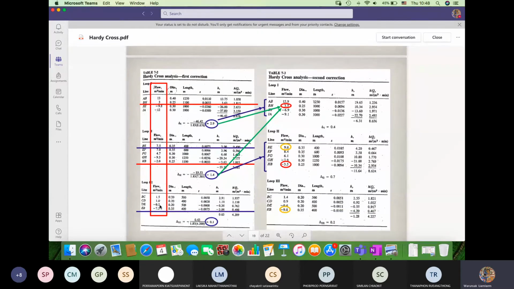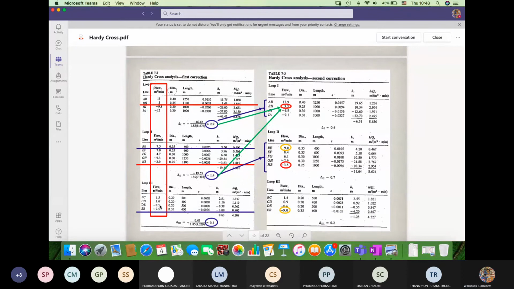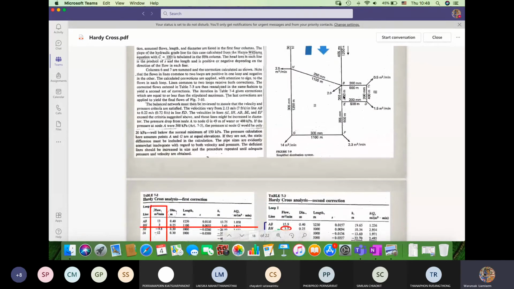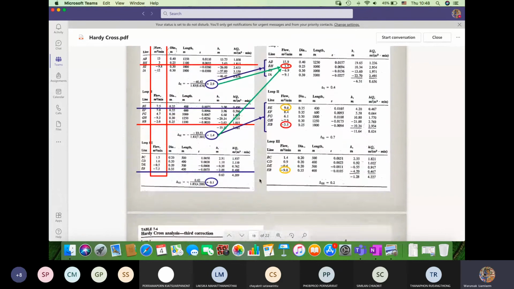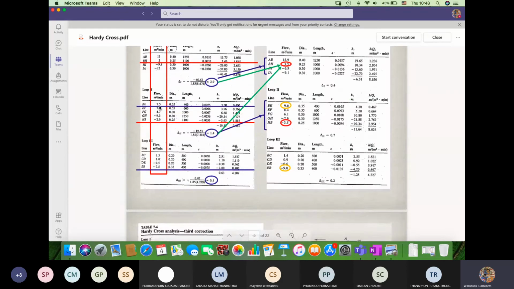Other loops, we also have to do the same. Okay. For the BE, it's another common pipe. You can also put the flow. If you really have a look, you will find in loop 2 it gets positive, but in loop 3 it must be negative.